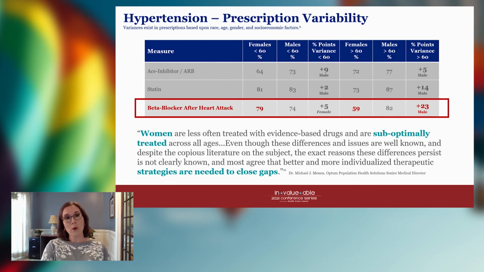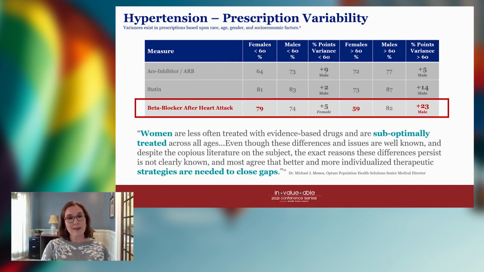Now, one thing to point out first off is in the gray sections, you will see that in the ACE, the ARB, and the statin drugs, males are prescribed more than females no matter what across the board. Well, let's look at that third category. The third category is people who are hypertensive, but they've also had a heart attack. I will note that there's only one place on this screen where you see females prescribed more, and that is younger females who have had a heart attack get the drugs a little bit more than younger males do.